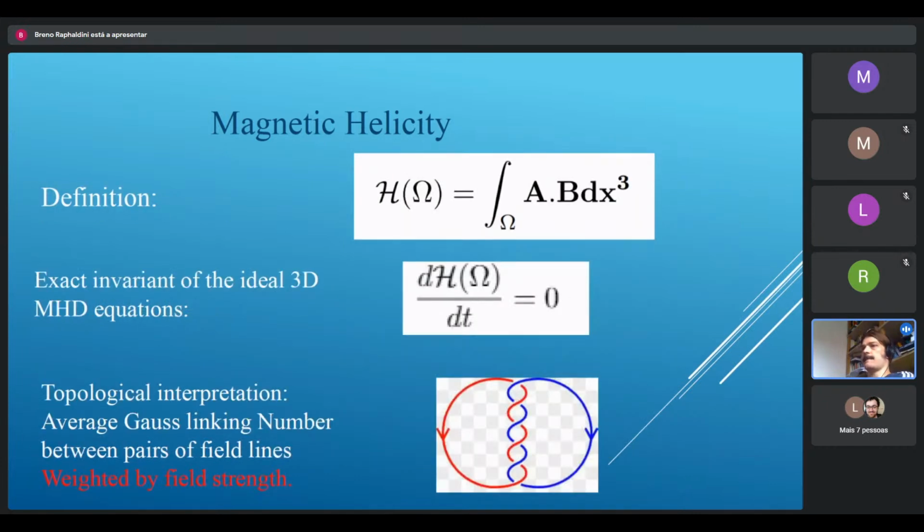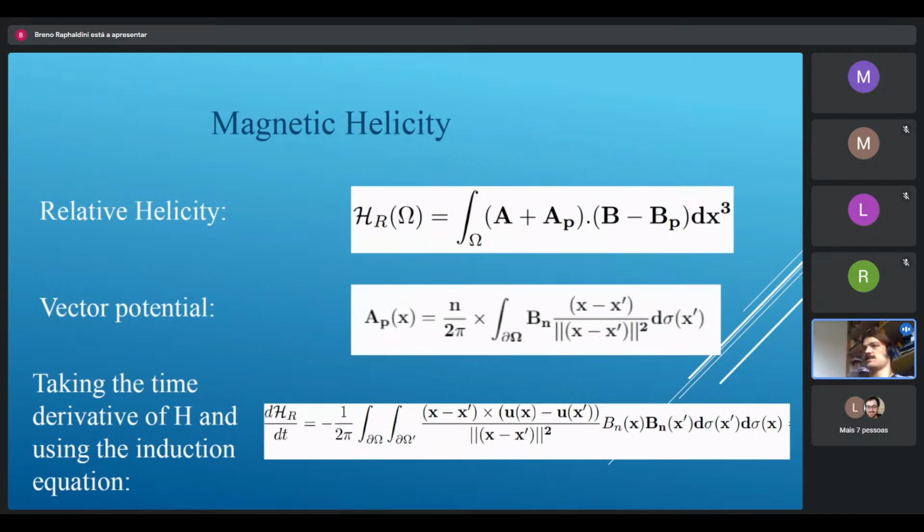In order to use helicity to characterize the magnetic fields in solar active regions, we need to calculate this quantity in a 3D region, in a volume. But measurements of the magnetic field in the sun are actually taken from the surface. So we need to adapt this in order to be able to compute this from magnetogram data sets. This leads us to the concept of relative helicity, which is the helicity measured relative to a basic state that is a potential magnetic field.